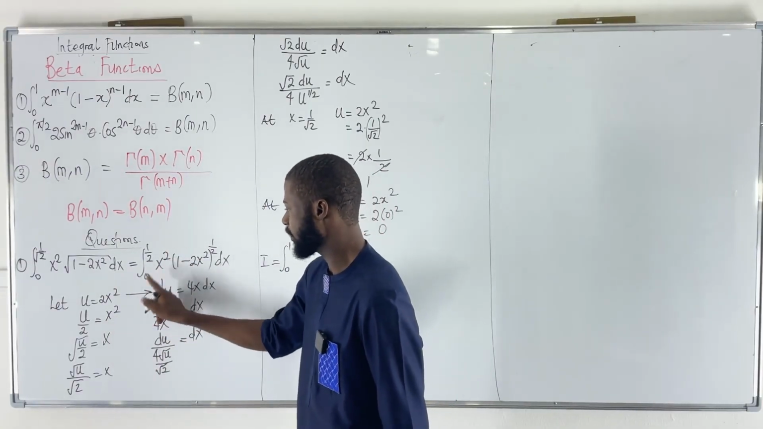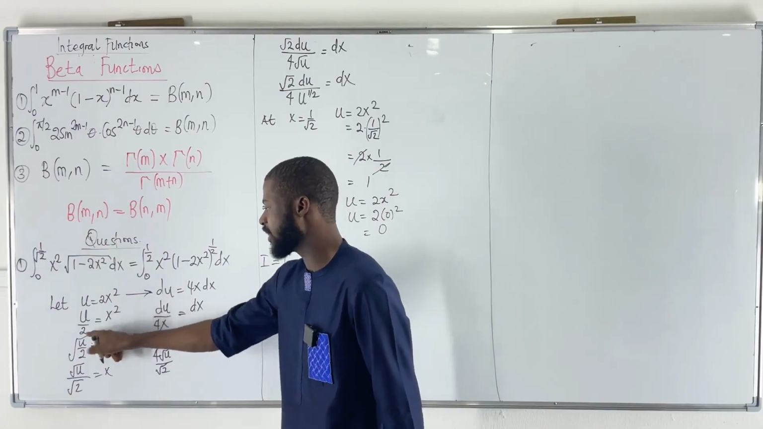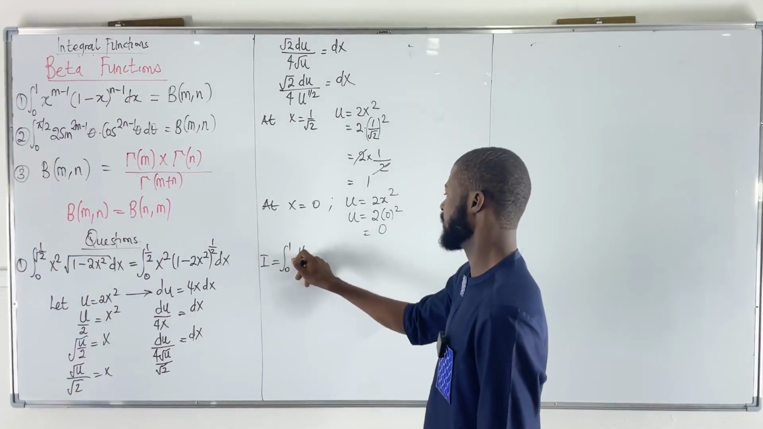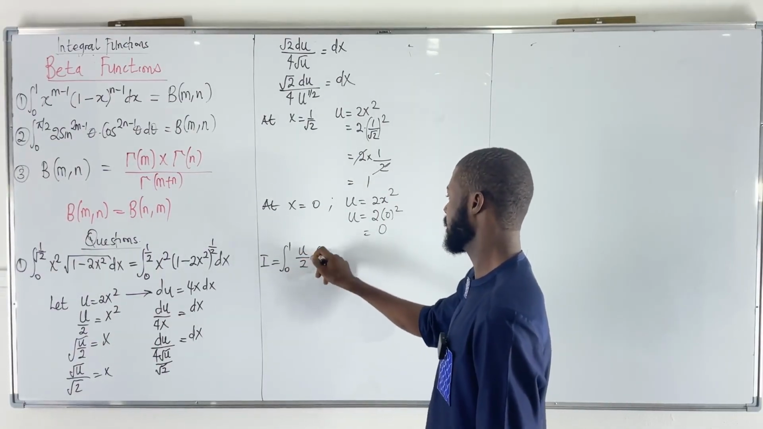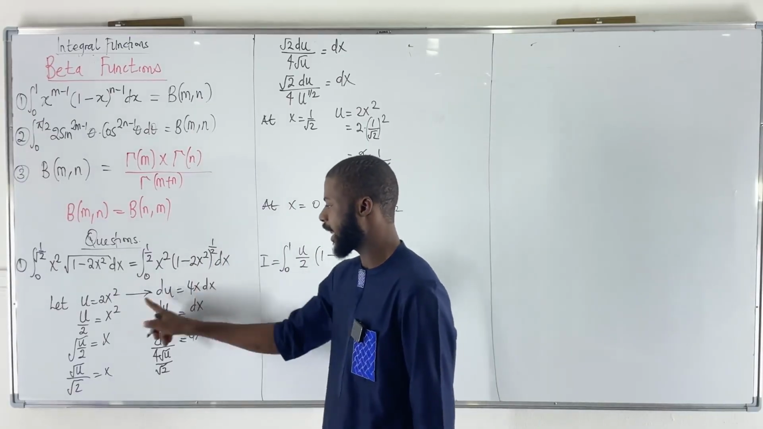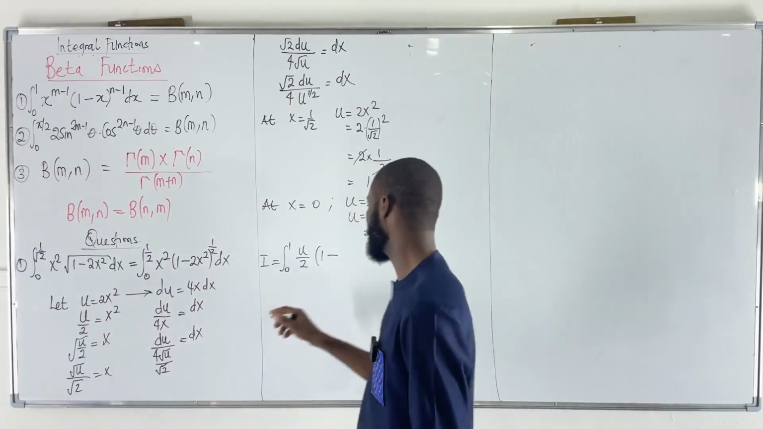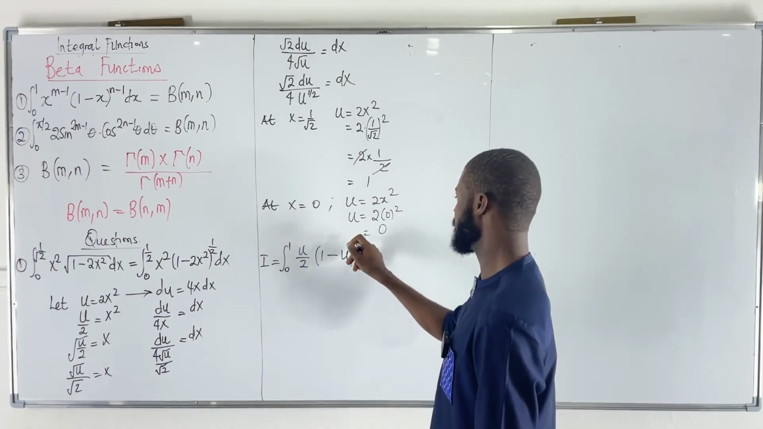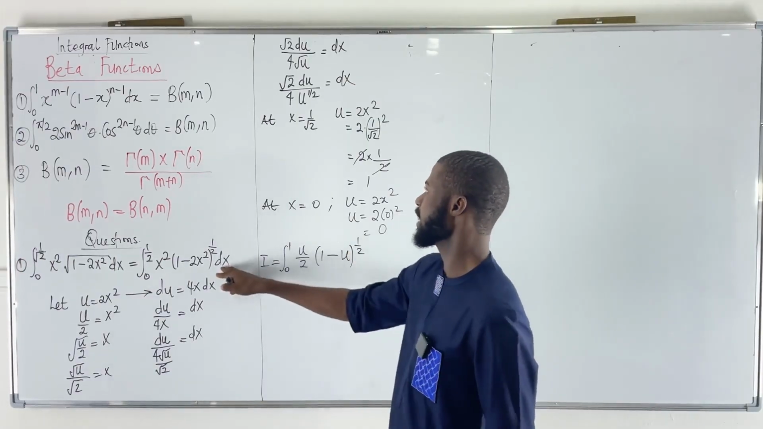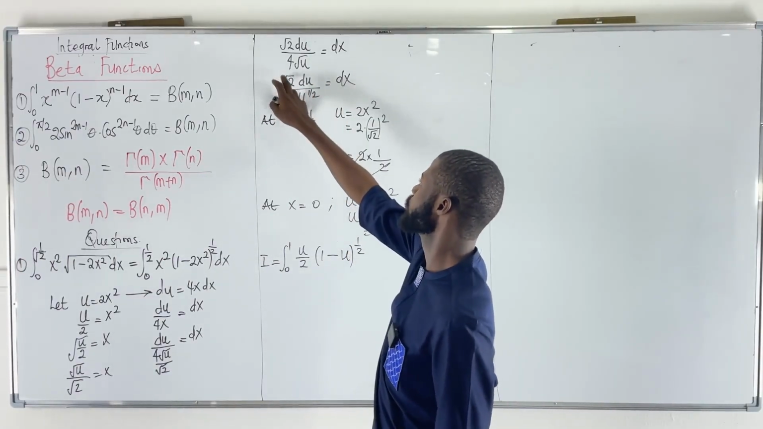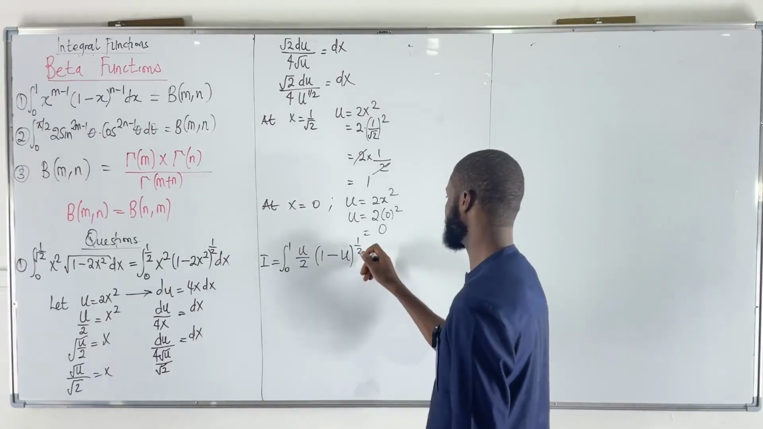This is s squared here. S squared is u over 2. So this is u over 2, that's our x squared. And then 1 minus 2s squared, u is equal to 2s squared. So this is u, then to the power of half. Then what is dx? dx is root 2, whatever, let me just write that.